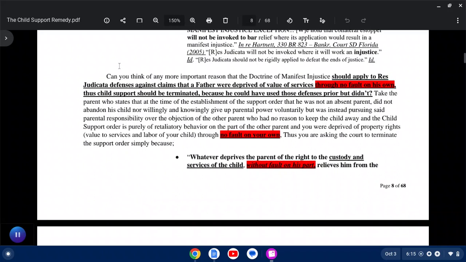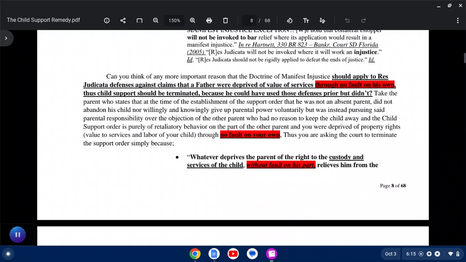Can you think of any more important reason that the doctrine of manifest injustice should apply to res judicata defenses against claims that a father was deprived of the value of services through no fault of his own, thus child support should be terminated because he could have used those defenses prior but didn't?